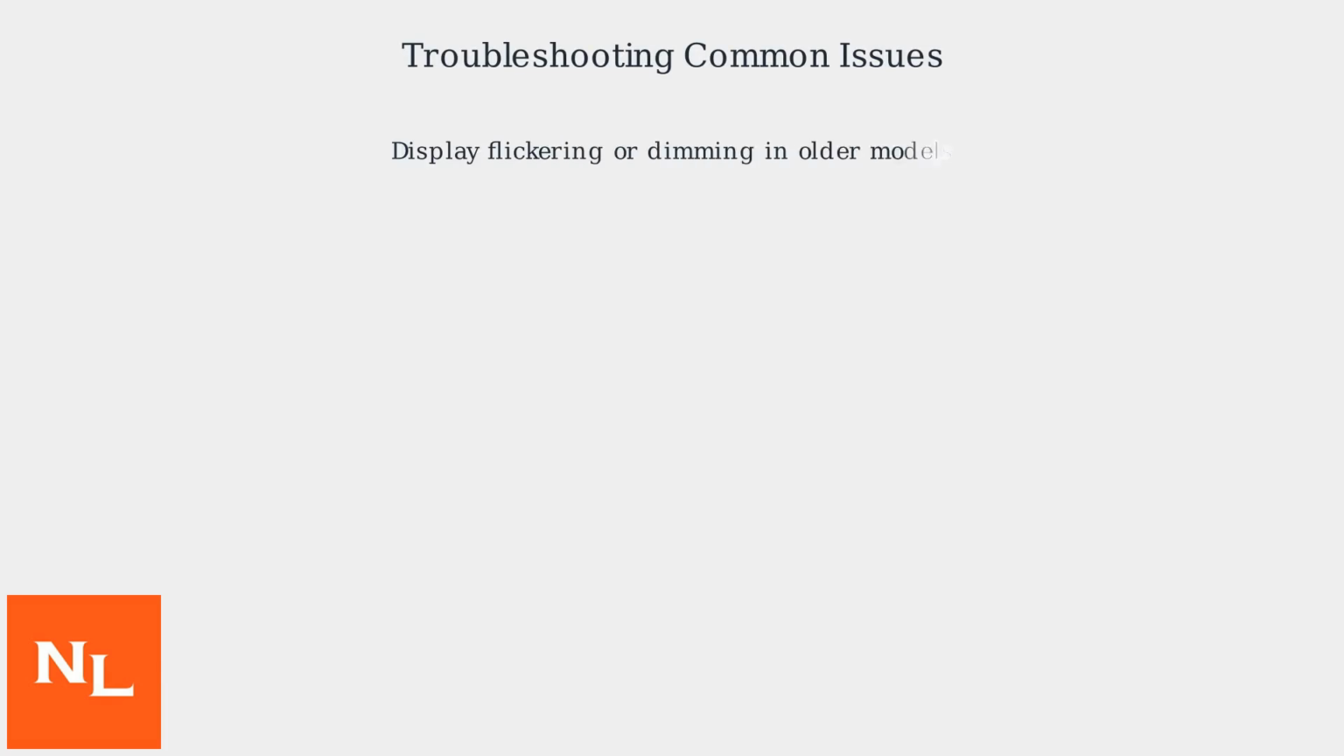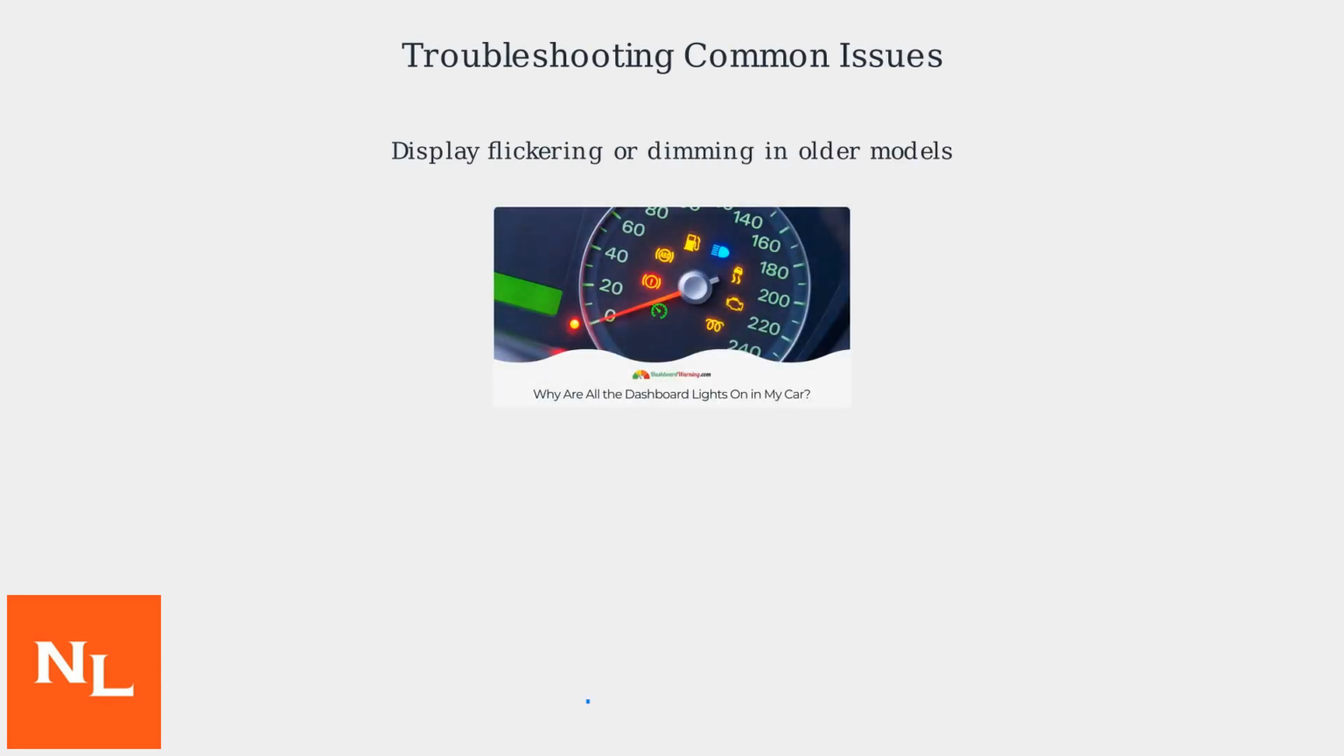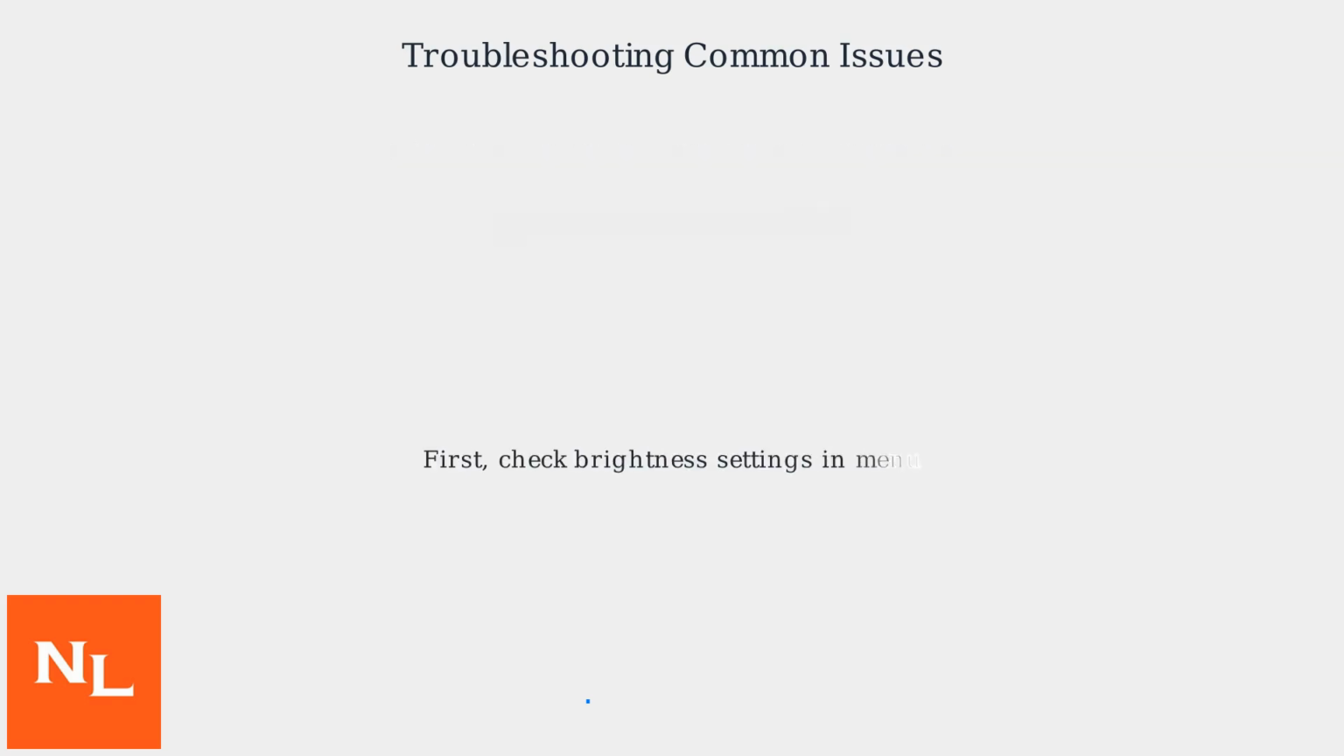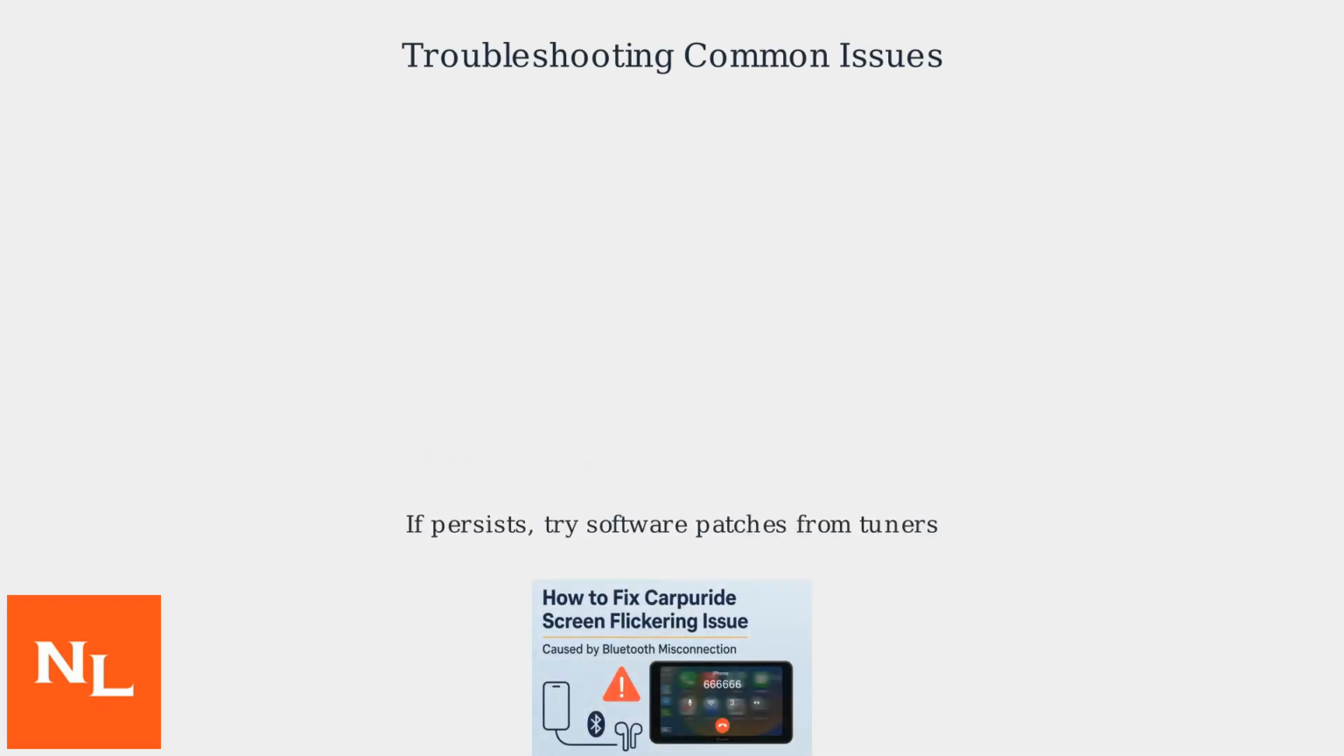Users often report display flickering or dimming issues, particularly in older Skoda Fabia III models. These problems can be caused by firmware instability or environmental factors like high heat. Start by checking the brightness settings in the cluster menu. Navigate using the steering wheel buttons to adjust display brightness. If the issue continues, consider software patches from independent tuners. These can address display flickering and other stability problems.